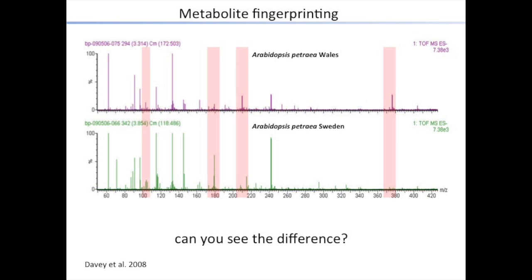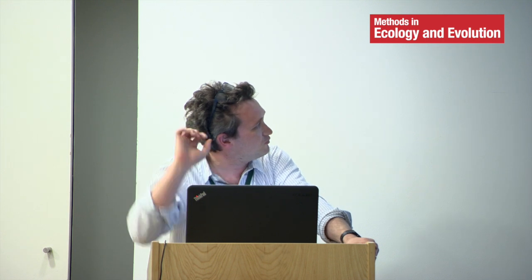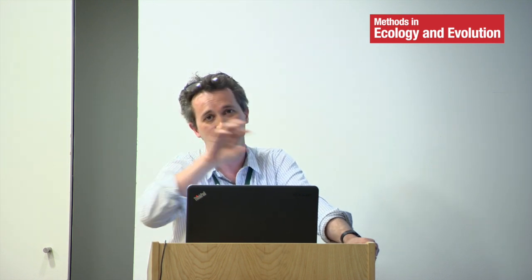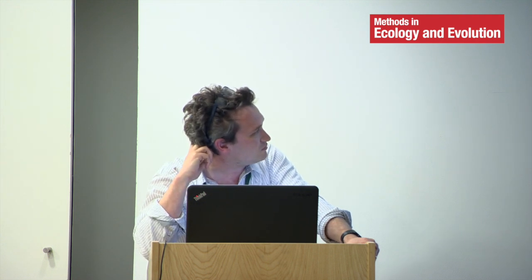On the top sample we've got an Arabidopsis petraea plant from Wales and another one from Sweden. I've highlighted in pink areas where there are differences in the presence and absence of different molecular weights and differences in the intensity. So we can start to build up a picture of the metabolic fingerprint of different species and different populations and so on.